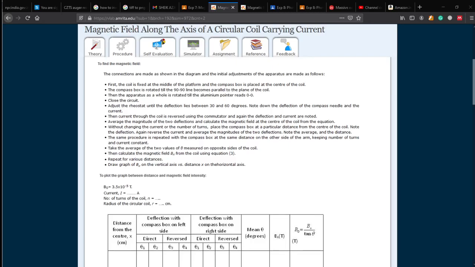So welcome again. In connection with the previous video, we are now going to describe how to draw the graph. To draw the graph, we have to follow the last three parts of the procedure, 1, 2 and 3. So we have to follow equation number 3.